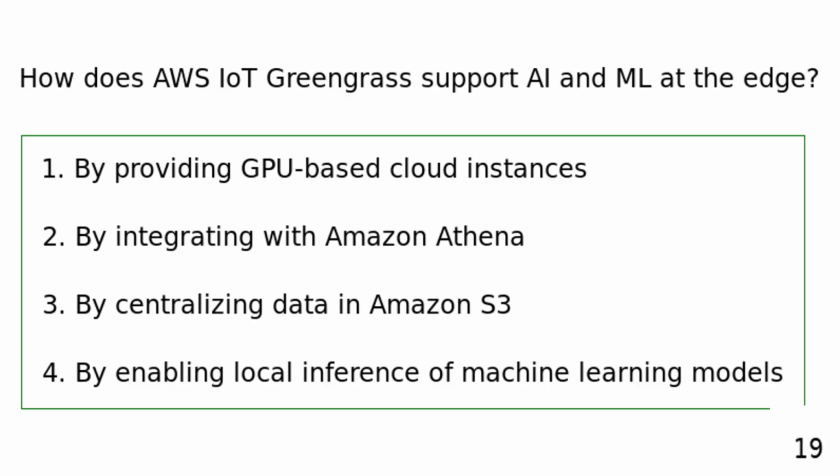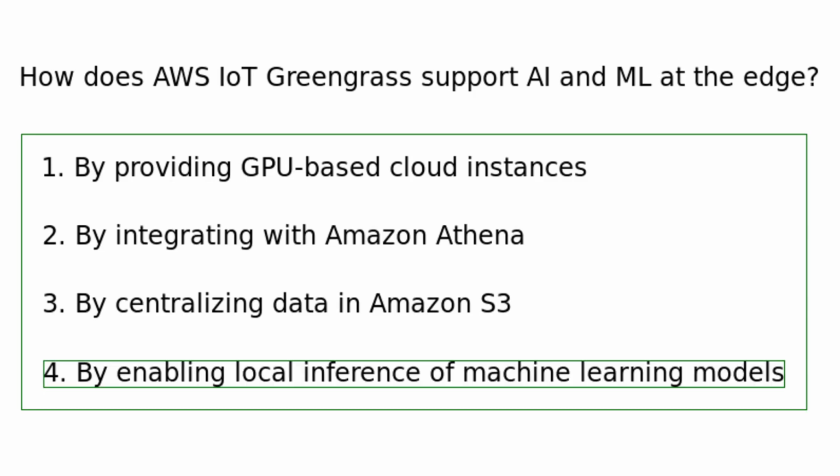By providing GPU-based cloud instances. By integrating with Amazon Athena. By centralizing data in Amazon S3. By enabling local inference of machine learning models. Greengrass allows pre-trained ML models to run on edge devices, enabling local AI and ML inference.